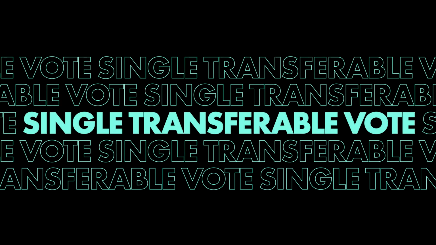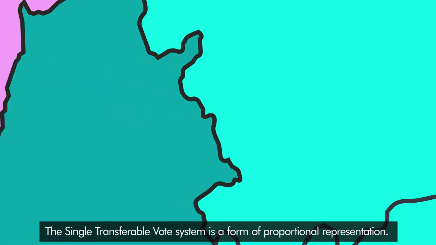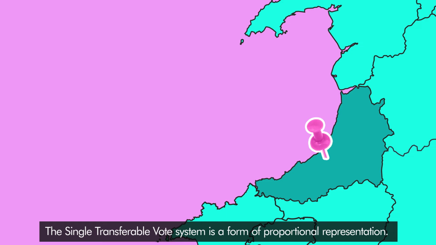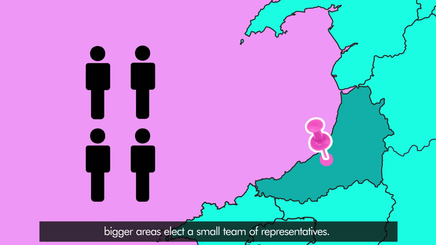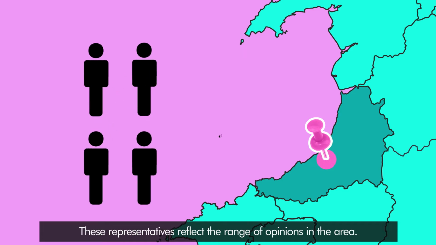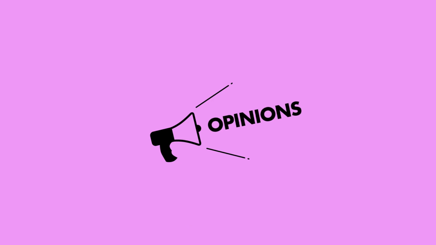Single transferable vote. In Wales, we can use a system called single transferable vote to elect local councillors who look after issues specific to your local area. The single transferable vote system is a form of proportional representation. Rather than one person representing everyone in a small area, bigger areas elect a small team of representatives. These representatives reflect the range of opinions in the area.